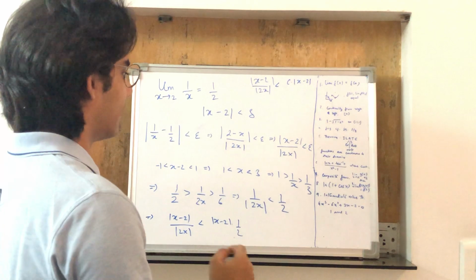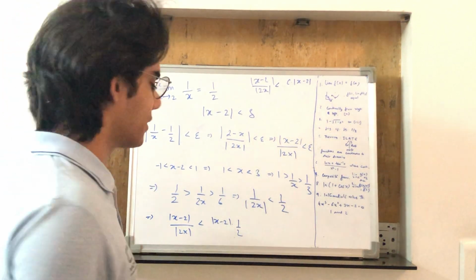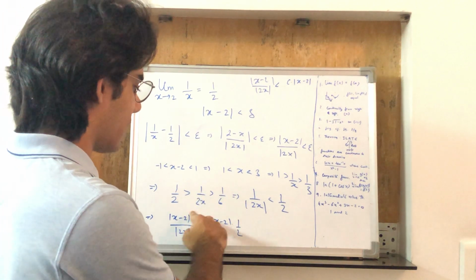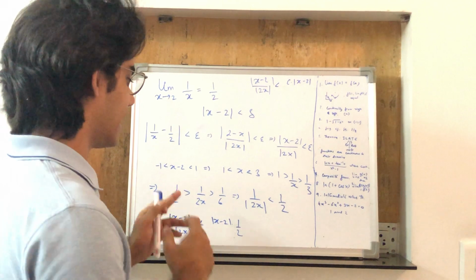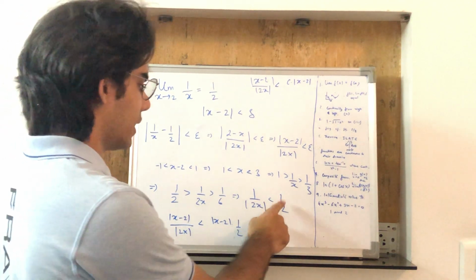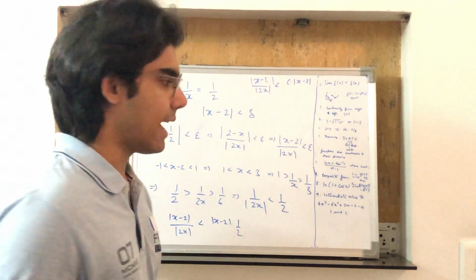So this, right? And then I want 1 over 2x. So I multiply all 3 of these by 1/2. So I get 1 over 2 is greater than 1 over 2x is greater than 1 over 6. Now, when I convert this into a mod, I take the bigger value. So 1 over 2 is greater than 1 over 2x, right? This is the equation that I have, right?